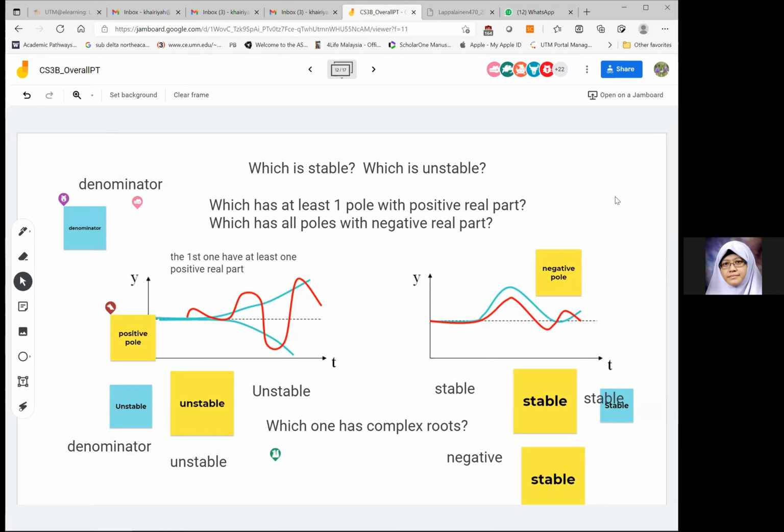And how come you guys do not want to unmute? Yeah, you just like to do this. You prefer to write on the Jamboard.